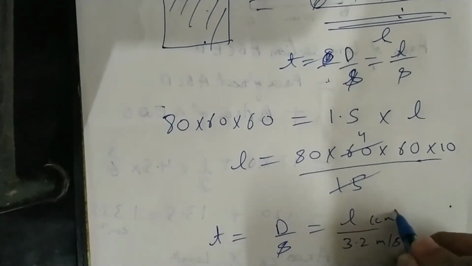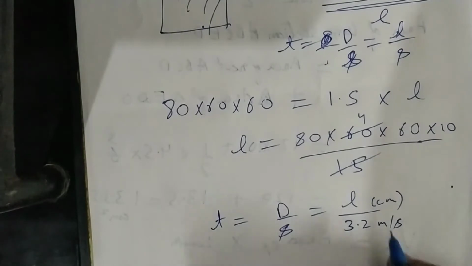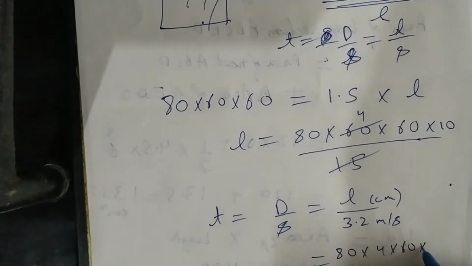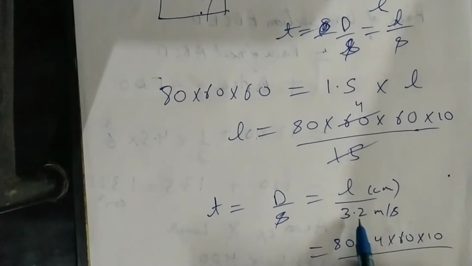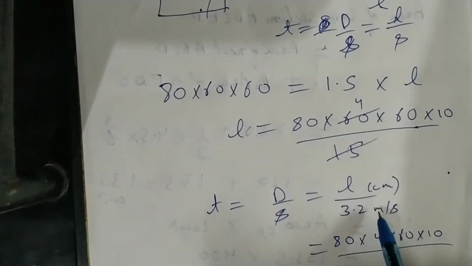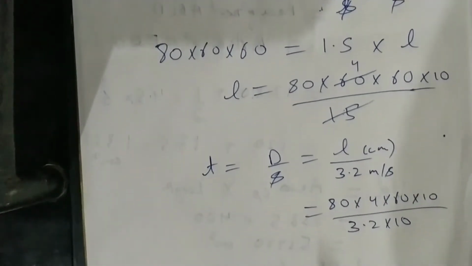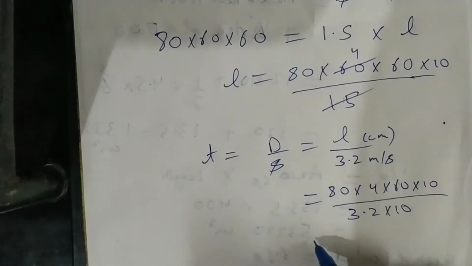This is given in centimeters and this is in meters. So first we will change this. Length is 80 into 4 into 60 into 10, and what is this? 3.2 meter, we will multiply it with 100 to change it into centimeters, which will become 3.2 multiplied by 100 centimeter per second. Now just find this value.